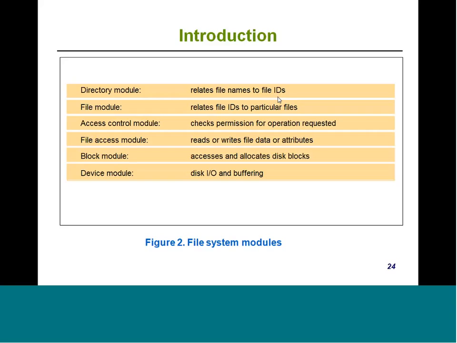The file access module is used to read and write file data or the attributes, and the block module accesses the file system, essentially the disk, and allocates the blocks that are needed for writing the file. The blocks are usually in chunks of some number, so based on the file size or estimated file size, it allocates some blocks for that particular file in the memory.